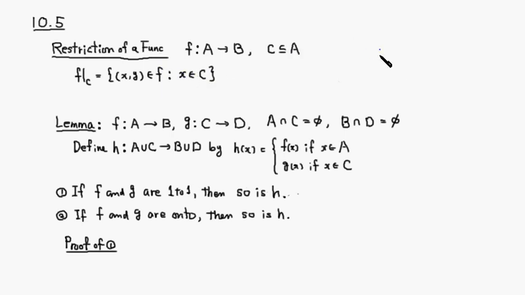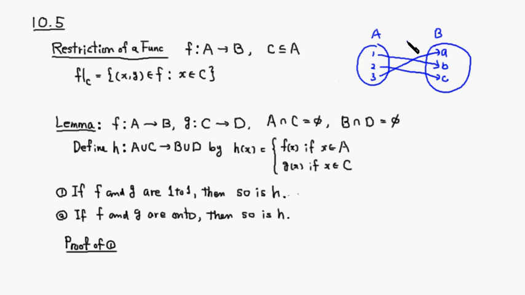If you look at a picture, say you have a set A with elements 1, 2, 3, and a set B, which is going to be the codomain, with elements a, b, c. Let's say 1 goes to b, and 2 goes to c, and 3 goes to a, or something like that. Let's say this is the function f.